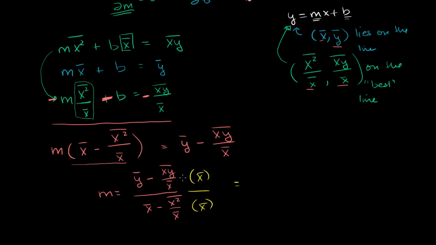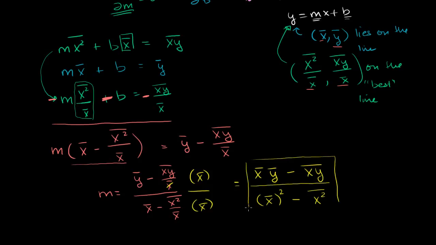And so if we multiply the numerator by the mean of the x's, we get the mean of the x's times the mean of the y's minus, and this will cancel out, minus the mean of the xy's, all of that over the mean of the x's times the mean of the x's, which is just going to be the mean of the x's squared, minus, over here you have the mean of the x squared. And that's what we get for m.